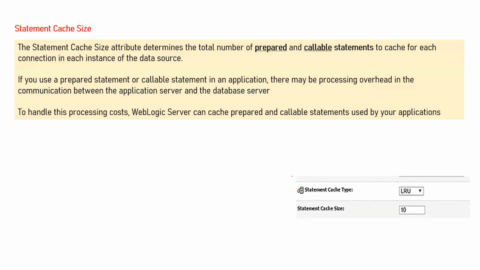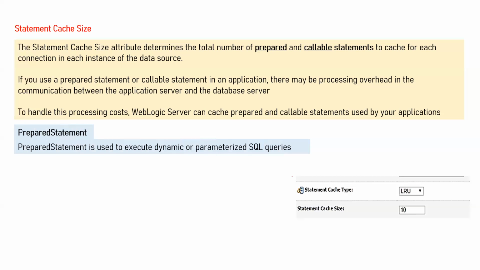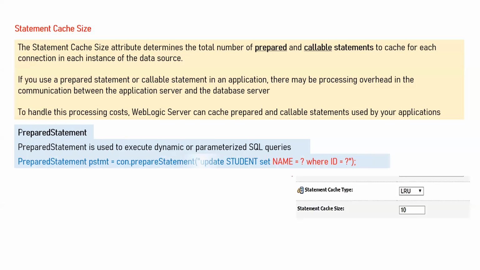Now, if you're confused about what a prepared and callable statement is, it's very easy. A prepared statement is used to execute dynamic or parameterized SQL queries. That means you are executing queries where you provide dynamic parameters, for example, name equal to question mark and then ID equal to question mark. You are taking certain input and providing it in your query. That is a parametric query.